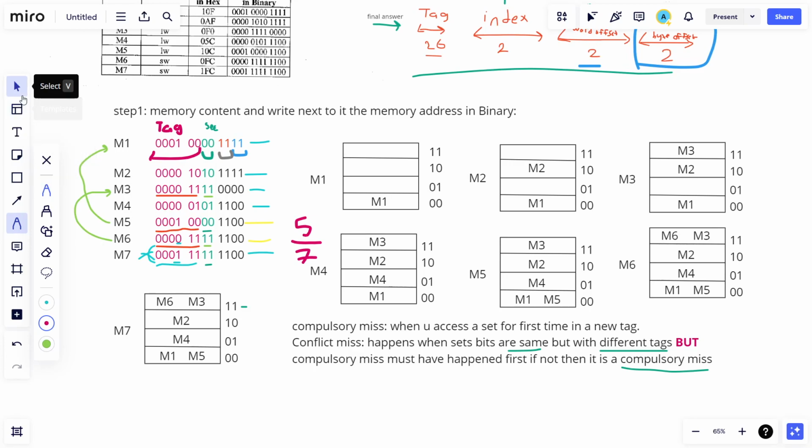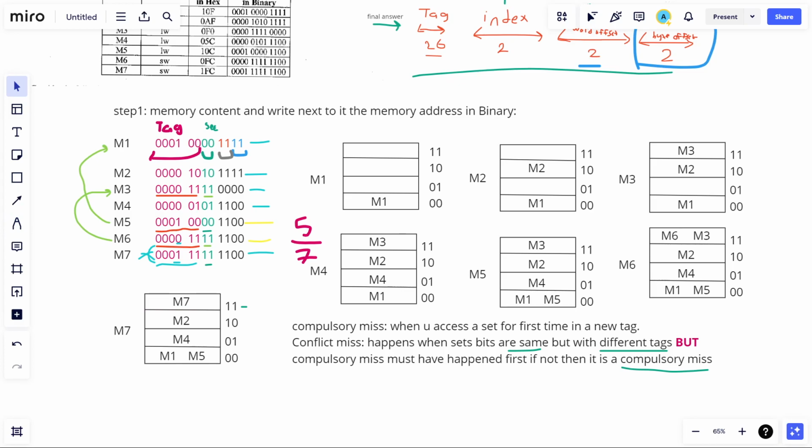I'm not done yet, I'm so sorry. Well, since a compulsory miss happened and the tags are different, we're going to delete M6 and M3 and put M7 instead of them, since it is the newest data with a new tag with the same set number, which is 1 1. And yeah, this should be your final answer. This should be your final table, I believe.